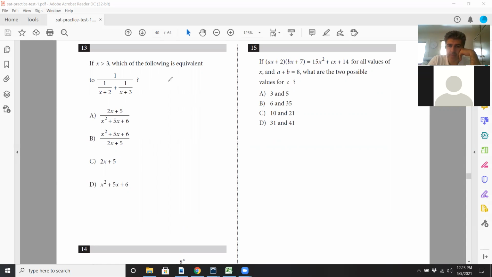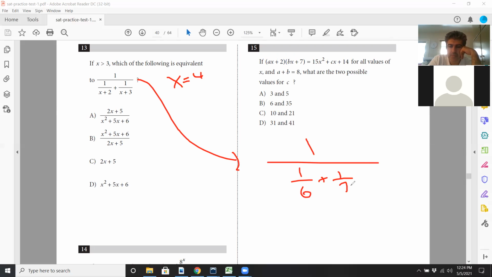And I'm also going to get away from the conceptual approach. They said x is greater than 3. Make it 4. Why not? Nothing wrong with that. And plug it in. One up top, you get 1/6 plus 1/7. Okay. You could have fractions. I know you guys have done that. So just do it. Just have the fractions.